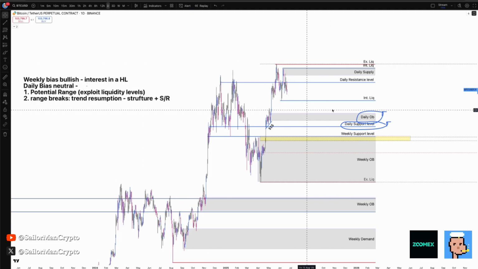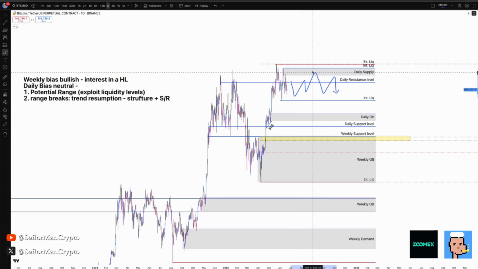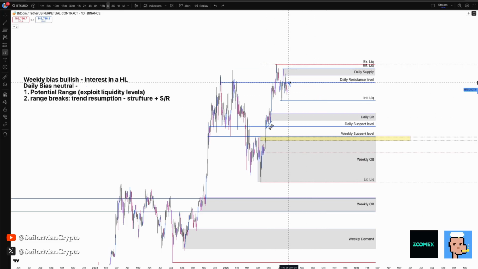So why is it important to form a bias and to be aware of the level? Because we say that this level can continue to range. If it continues to range, where are we interested? Internally in this range or externally in this range. You always wait for reaction. So if this level is visited, it is a daily supply, you get a low time frame break, you try to short with a stop loss here.